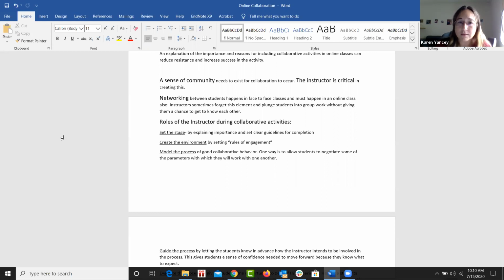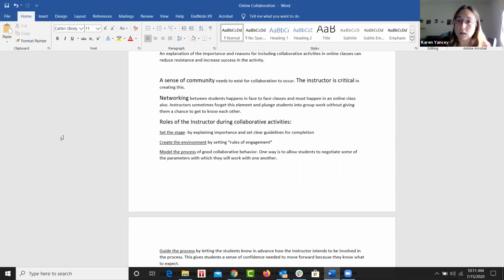Instructors sometimes forget this element and will plunge students right into a group work activity without giving them a chance to know each other. So the role of the instructor during a group work activity or collaborative activity is critical. The roles are to set the stage by explaining the importance and setting clear guidelines for the completion of the activity. Then the instructor needs to create the environment by setting the rules of engagement.